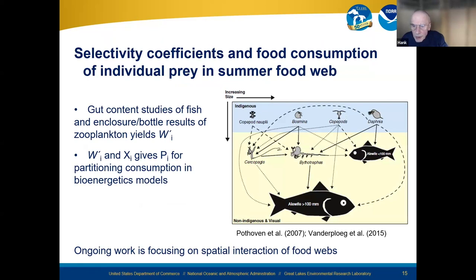We've done a number of these experiments over the years. In particular, we were interested in the non-indigenous visual preying food web, alewives, with the trees, which are visual. And what we were able to do is construct for this non-indigenous food web, with dotted lines indicating low selectivity, dashed lines moderate selectivity, and solid lines high selectivity. And in a number of experiments, Steve Pothoven and I have been able to use bioenergetics models and parse out the selection for the different kinds of prey. I might mention ongoing work is focusing on spatial interaction of food webs.